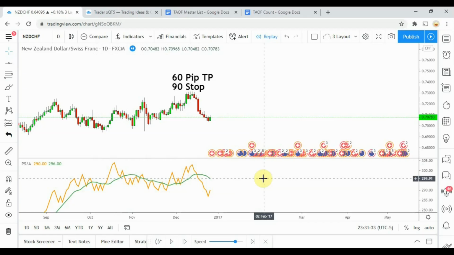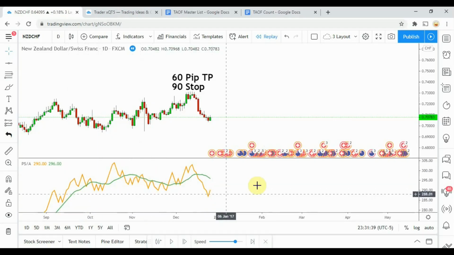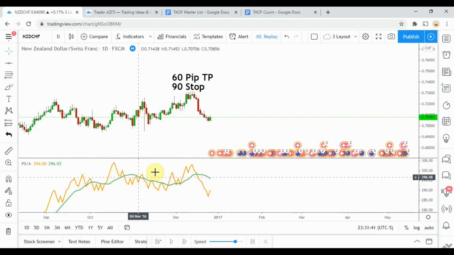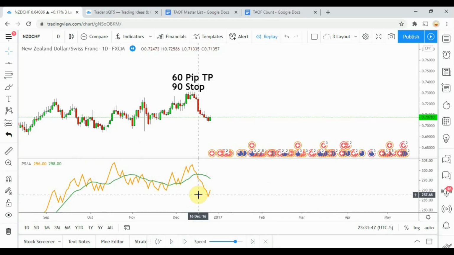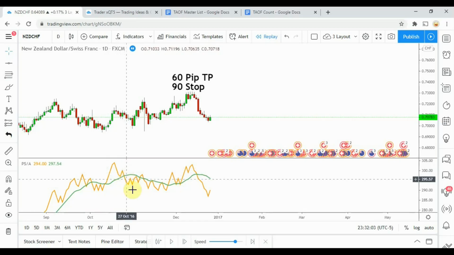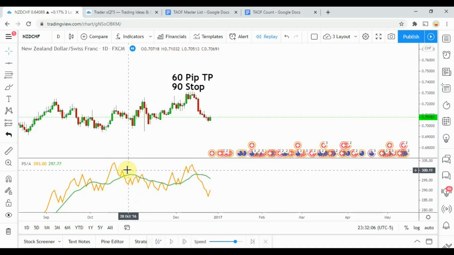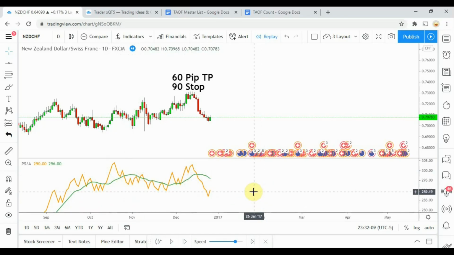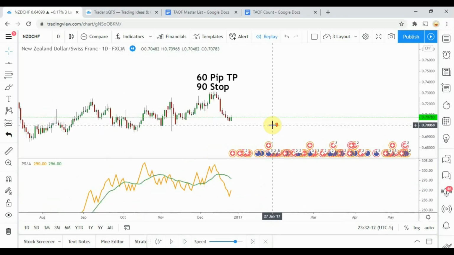Like I said, it is a 2-line cross indicator. There is a slower line and a faster line. The green line is the slower line, the orange line is the faster line. So basically what we are looking for is the cross of the green line. When the orange line crosses up above the green line, that is a signal to go long. When the orange line crosses down below the green line, that is a signal to go short. So it's a pretty simple setup, not a whole lot to it.